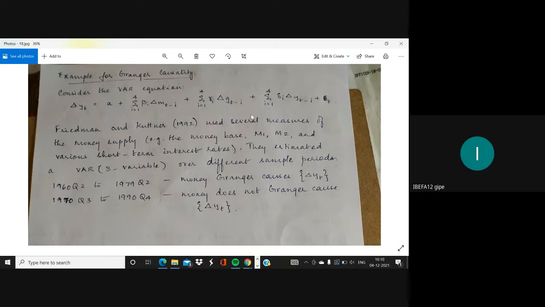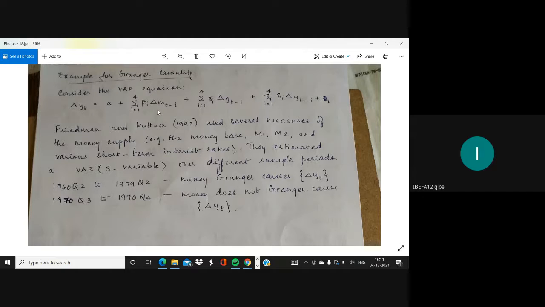So basically, when they were checking for Granger causality, what they were interested in finding out is whether lagged values of money supply can actually help us forecast nominal GDP better. Because there was a widespread belief that money supply affects GDP with a lag, and we can predict future values of GDP better if we know the past values of money supply, or on the basis of past values of money supply, we can predict future changes in GDP here.